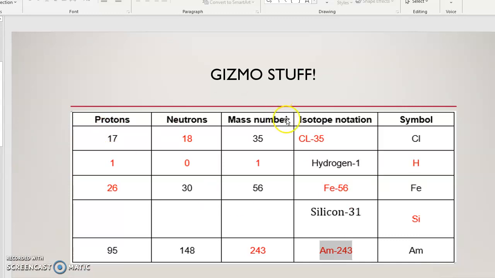We did some gizmos. Just be familiar and comfortable with knowing that if I give you an isotope, like chlorine 35, that its symbol would be chlorine, that its mass is always here, and then you could figure out how many protons it had by looking at this symbol in the periodic table of elements and finding that its atomic number or the number of protons is 17, and then you could do math and you could take your mass number and subtract the number of protons to get your neutrons. So be familiar with making these calculations as I will ask you to do them.